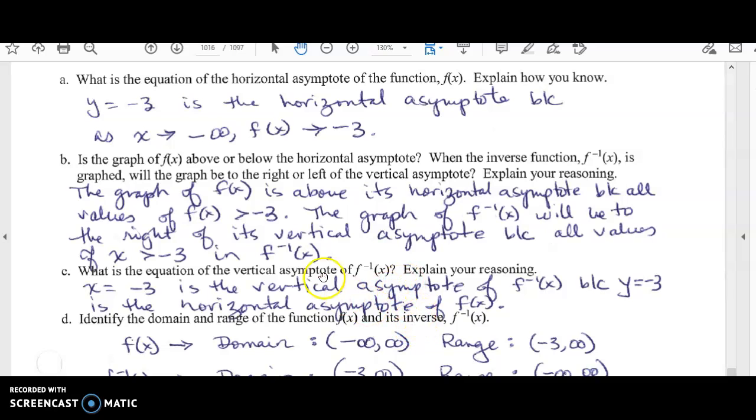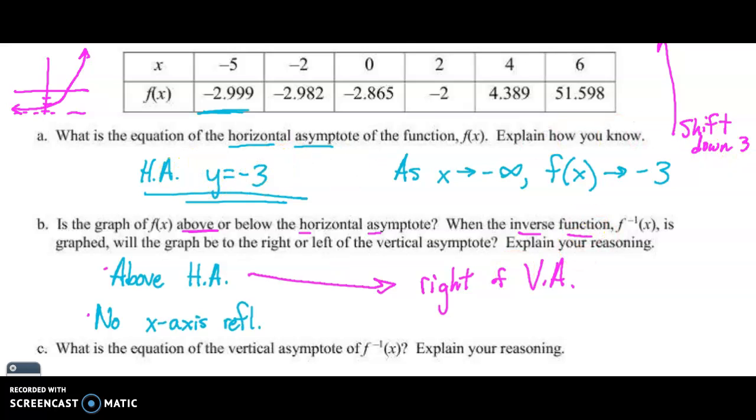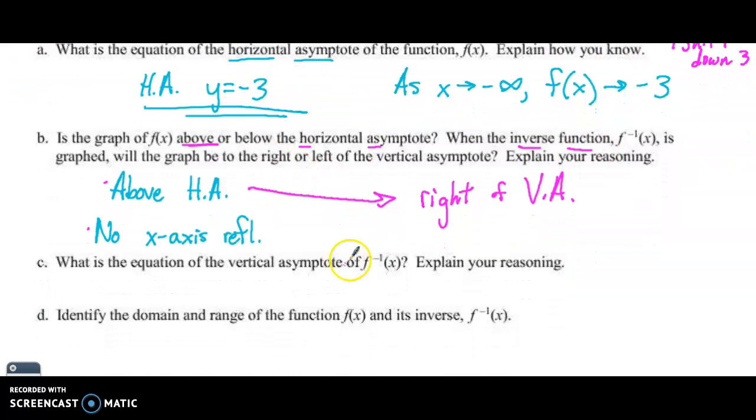And you can actually see a few of the next answers. There's really nothing to hide. But it's the same thing. Well, if the horizontal asymptote was y equals -3, and the inverse just means to switch, y's become x's, x equals -3. And your reason could just be simply that you switch x and y.